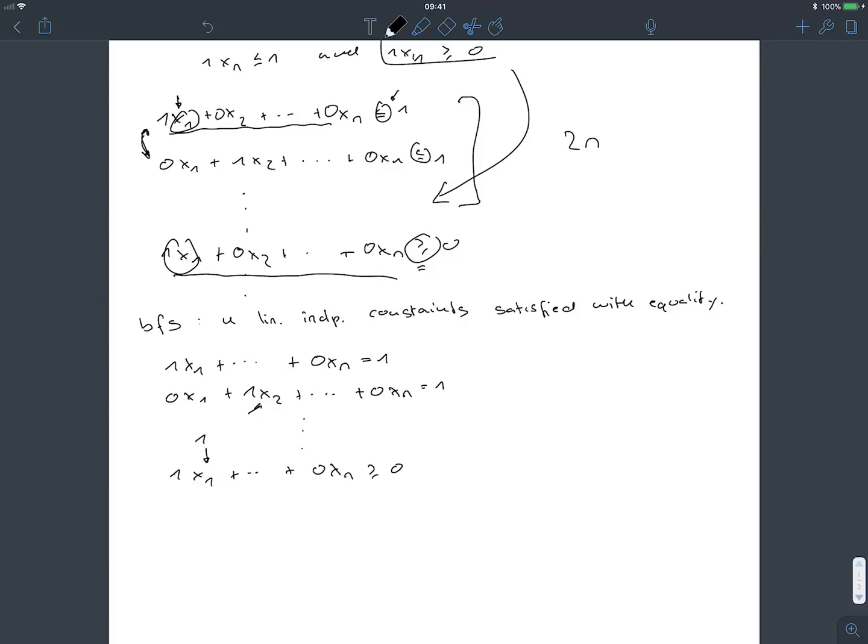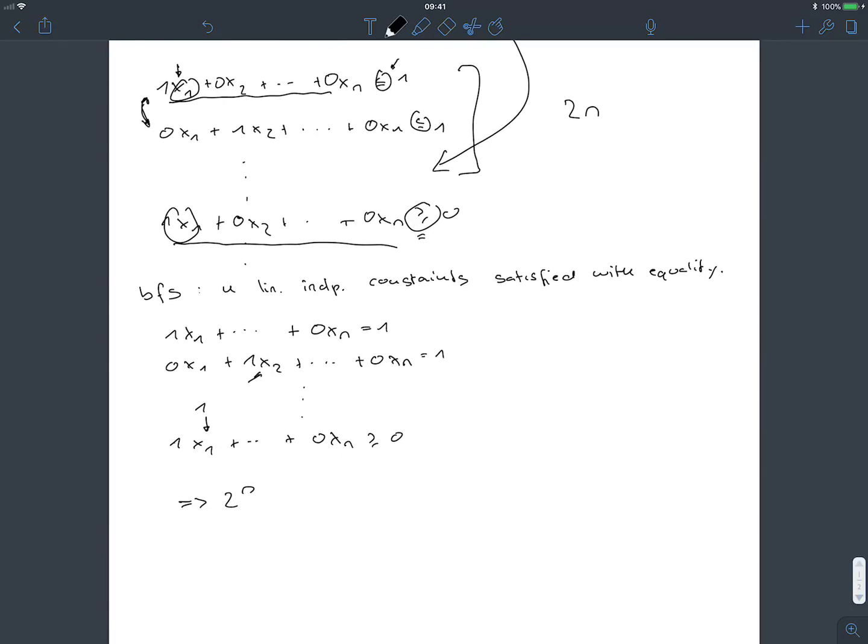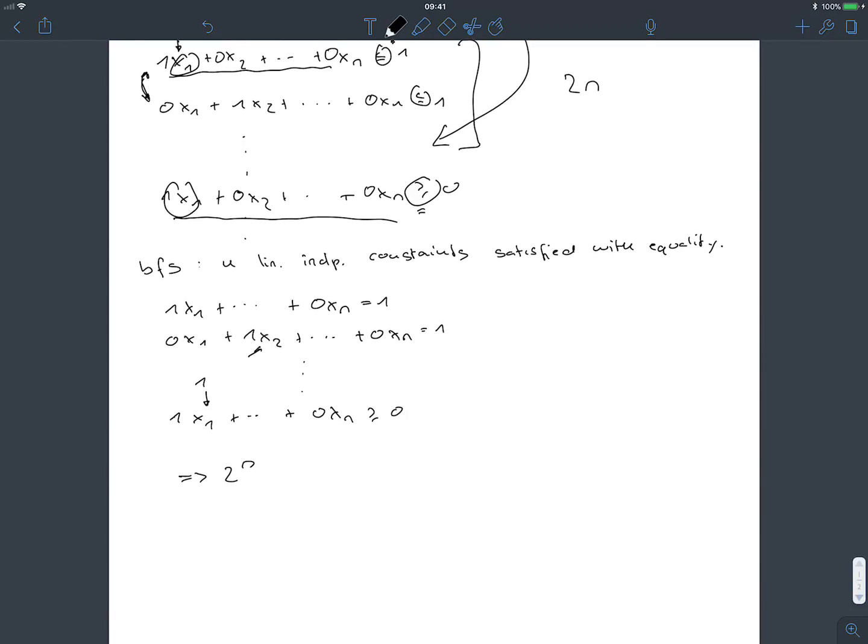So we have for each xi a possible value of 0 or 1, and we have n constraints, so we have obviously 2 to the n basic feasible solutions, which all look like x1 to xn with xi equal to 0 or 1, right?